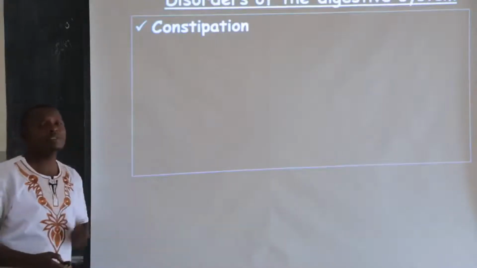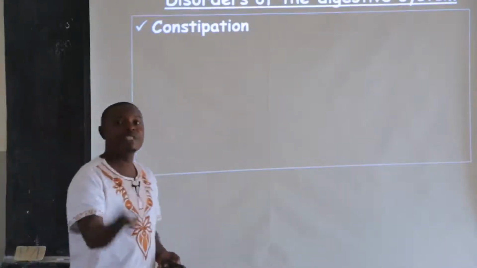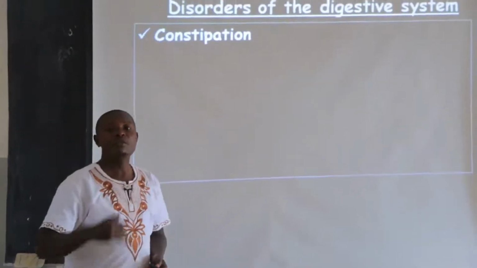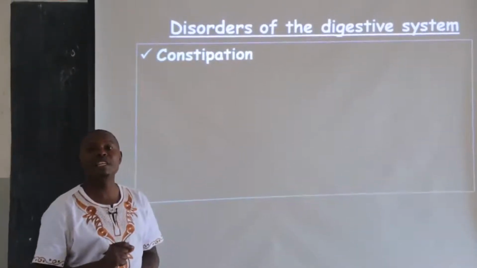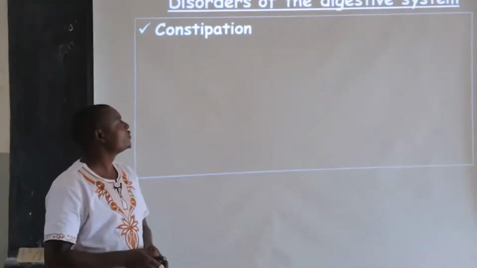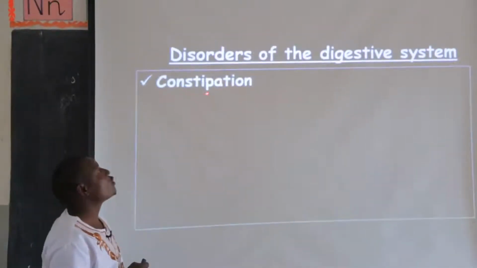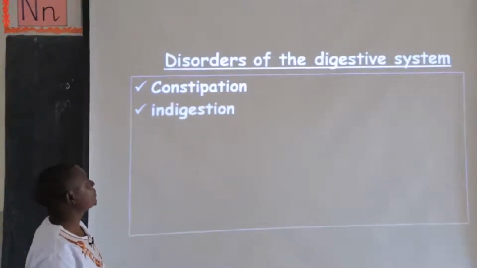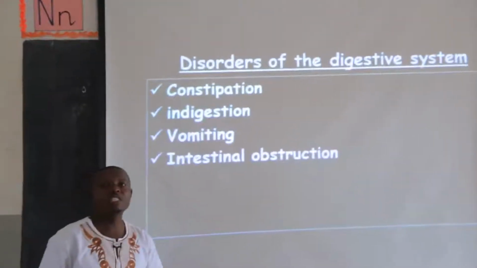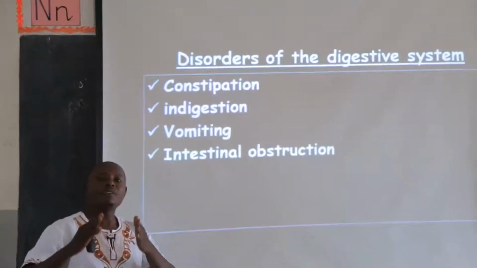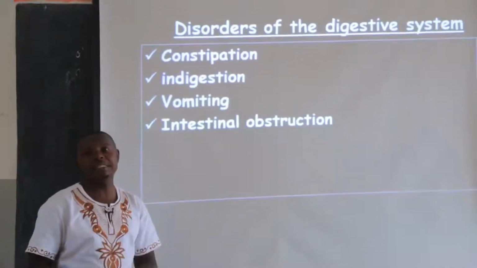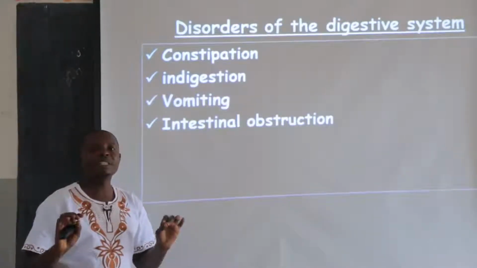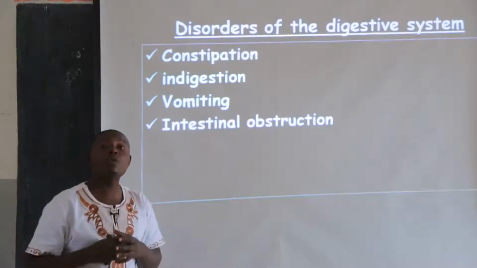Now, let's look at the digestive disorders. Disorders are not diseases. But there are just conditions that prevent digestion of food from taking place. And one is constipation. What is constipation? Constipation is the failure to pass out feces. Sometimes you may go to the latrine and you feel the feces are too hard to pass out.